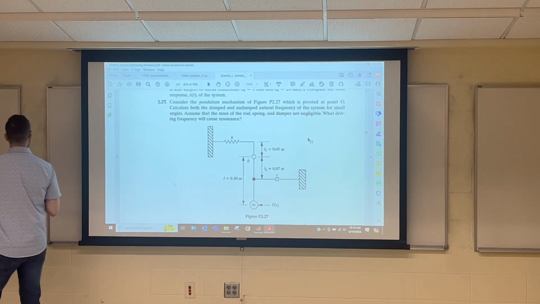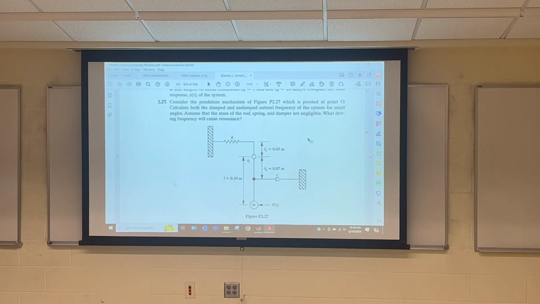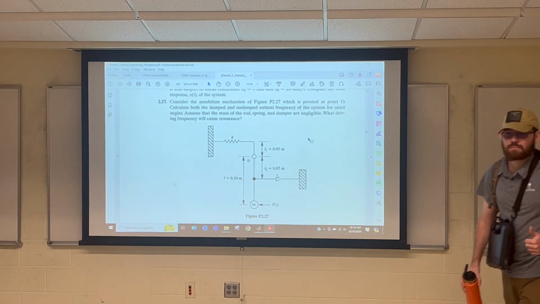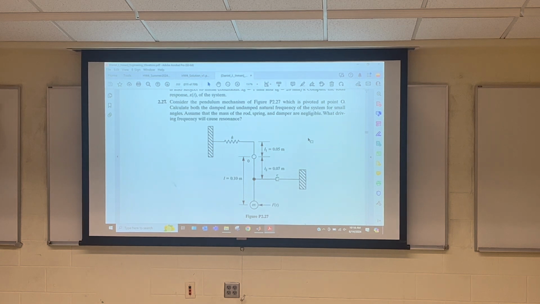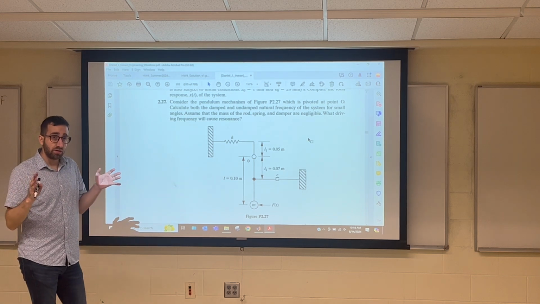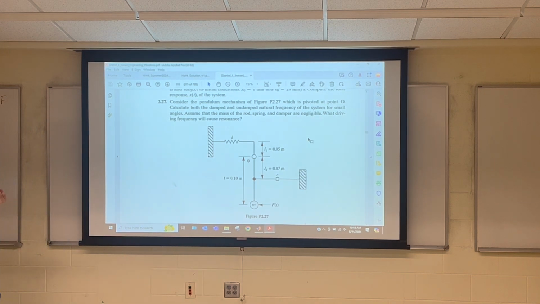right? If I were to write that on the board, x double dot plus 2 zeta omega n x dot plus omega n squared x is equal to some force or whatever, we know that omega n is in that differential equation by default. So if we were to derive the differential equation, we can get this from it. That makes sense? Okay? That's how you find omega n.